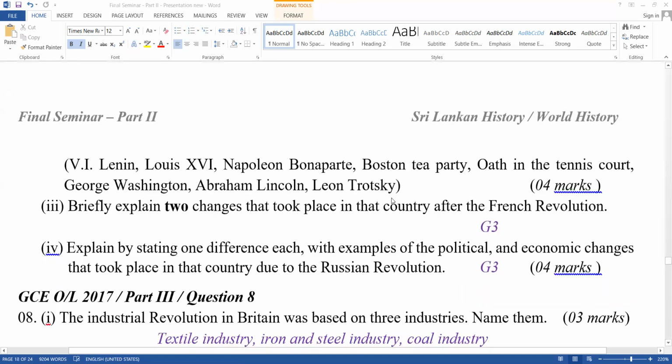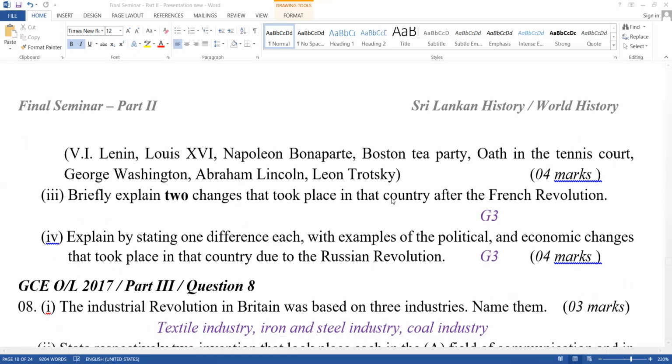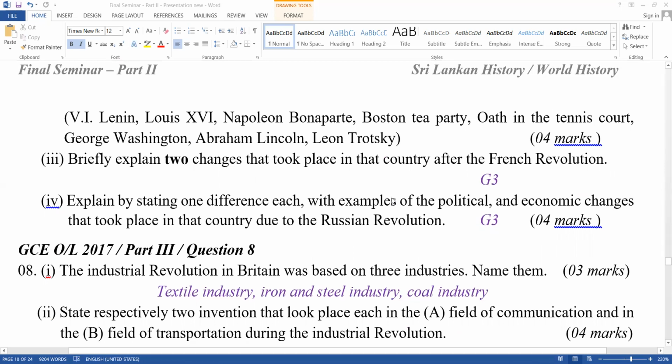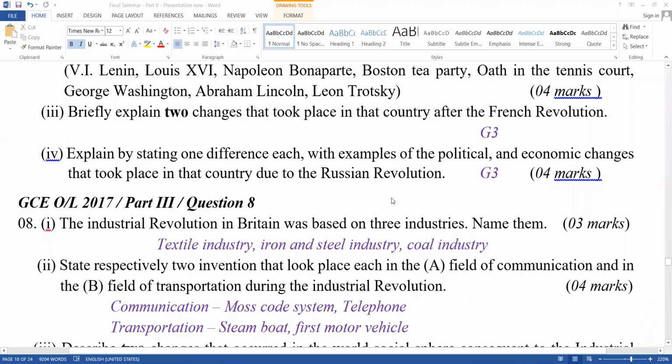Right, 2017 question. The industrial revolution in Britain was based on 3 industries. What are they? Textile industry, iron and steel industry, and coal industry. And new inventions took place in the field of communication and transportation. Any 2 you can write. Communication: Morse code system and telephone. Transportation: steamboat and first motor vehicle.